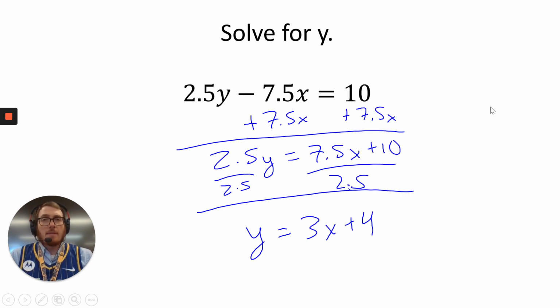The next question has some decimals involved, but that doesn't change the setup of the question. To get rid of minus 7.5x, I'm going to add 7.5x on both sides. That'll give me 7.5x plus 10. And then I get rid of the coefficient of y by dividing, so divide by 2.5 on both sides. 7.5 divided by 2.5 is 3, so 3x, and then 10 divided by 2.5 is plus 4.